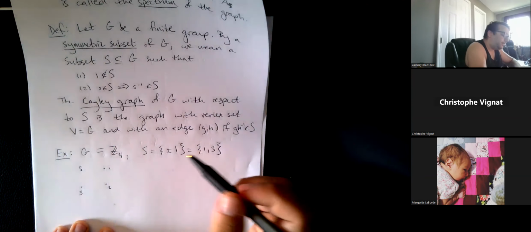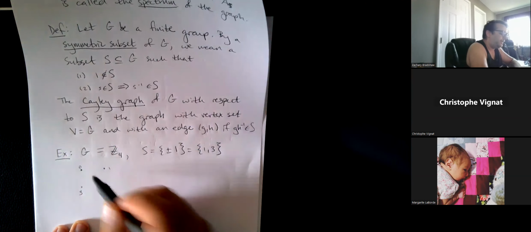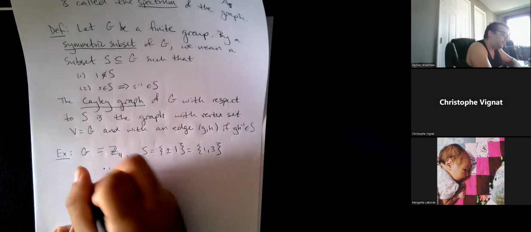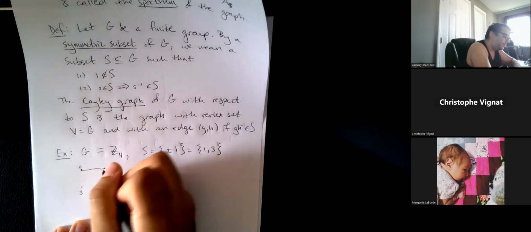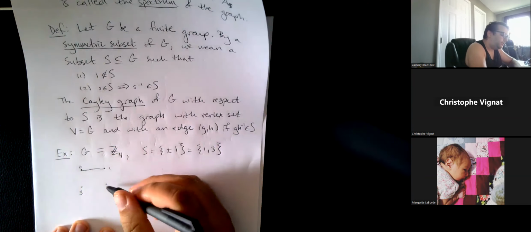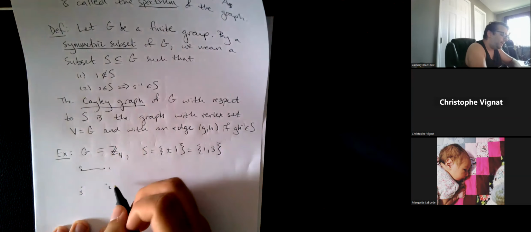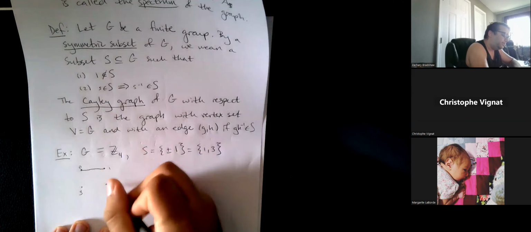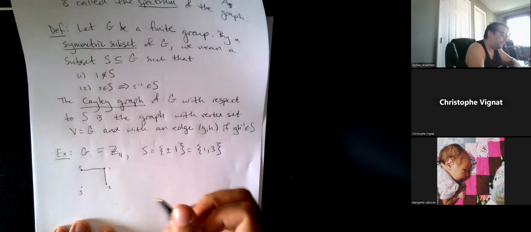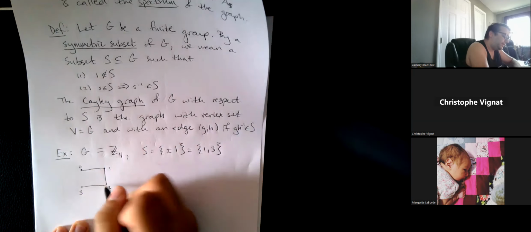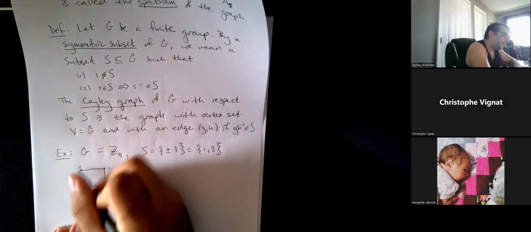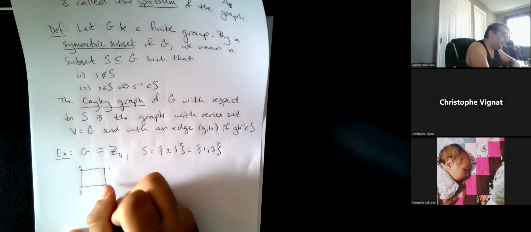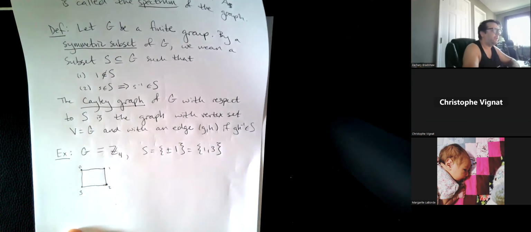So the question is, is the difference inside this set? Well, 1 minus 0, sure. So there's an edge. 2 minus 0, no edge. 3 minus 0, no edge. 2 minus 1 is 1, there's an edge there. 3 minus 2 is 1, there's an edge there. And then 3 minus 0 is 3, there's an edge there. And it turns out that these are the only edges. So you can go through all the other cases if you like.